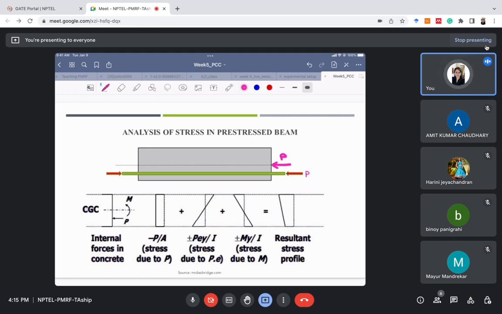Now we cannot just simply shift it to this position, the neutral axis. We also have to apply a moment. I have told you in the last class also, whenever you shift a load by some amount, you also have to apply a moment. So I'll shift the load from here to here, then I have to apply a moment also.